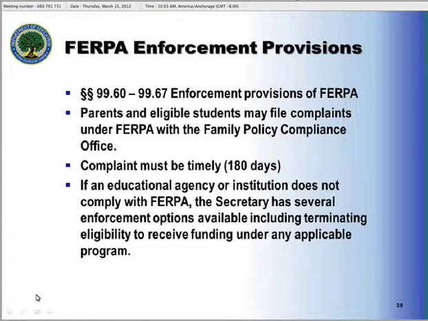Now, here's a very brief review of FPCO's enforcement provisions. FPCO is the office in the department that administers FERPA, and we are the office that investigates complaints filed by parents and eligible students and provide technical assistance to schools on FERPA. If we find that a school violated FERPA, we work with the school to bring them into compliance with FERPA.